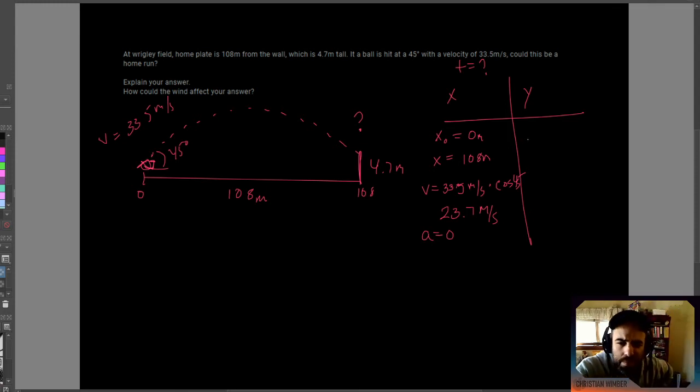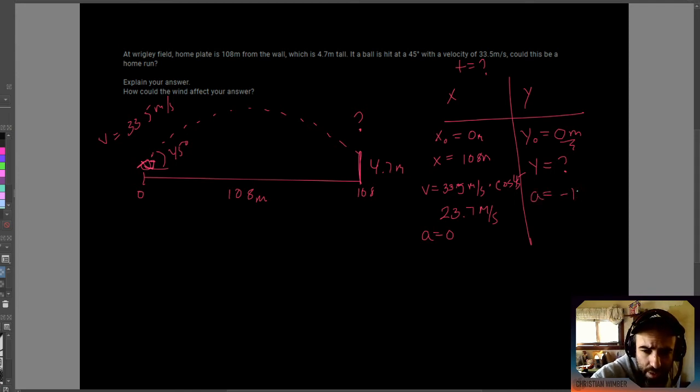All right, now let's do the vertical stuff. I'm assuming that it starts off at the ground, and I know that's probably not the best assumption, but we'll talk about that later. I want to know where it ends up. I want to know how high above the ground it's going to be, because if it's more than 4.7, it's a home run, and if it's less than 4.7, it probably isn't. The acceleration, well, we are doing some acceleration now. This will be negative 10 meters per second squared because of gravity.